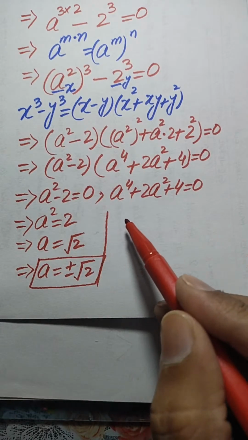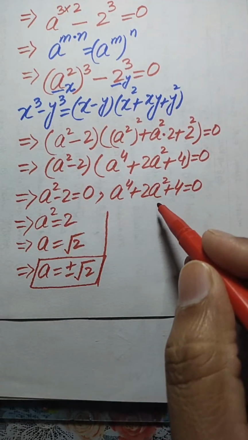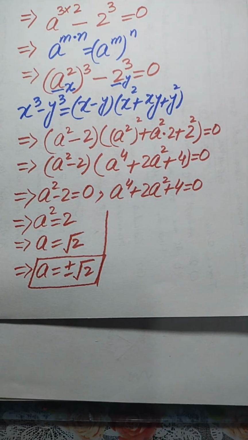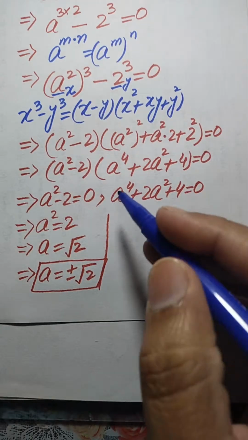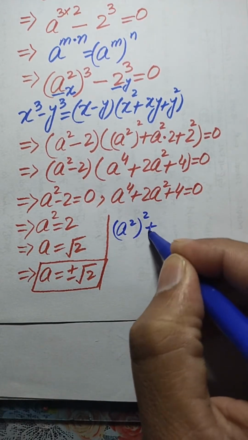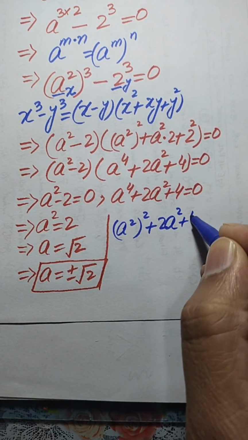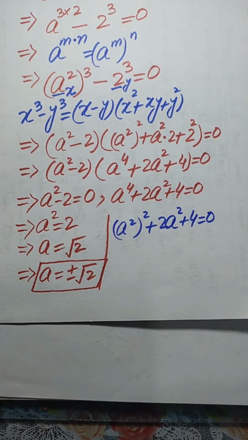It means that we need to find the other four roots from this equation. So here first we rewrite this equation in this form. This is a to the power of 4. We write it as a square and its whole square, plus 2 times a square, plus 4 is equal to 0.